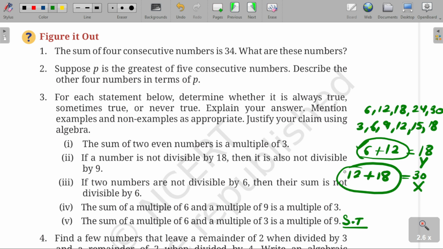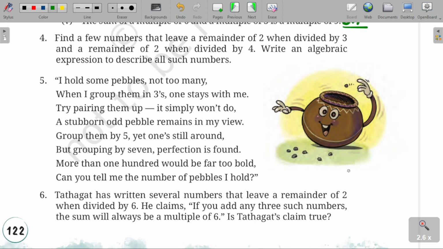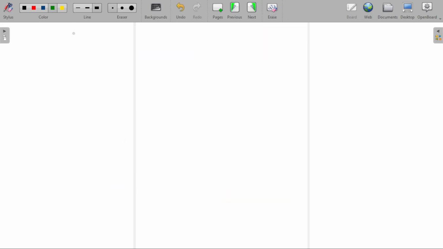Now moving to the next question. Question number 4. Find a few numbers that leave a remainder of 2 when dividing by 3 and a remainder of 2 when dividing by 4. Write an algebraic expression to describe all such numbers. Okay, so let's do this question. Question number 4.